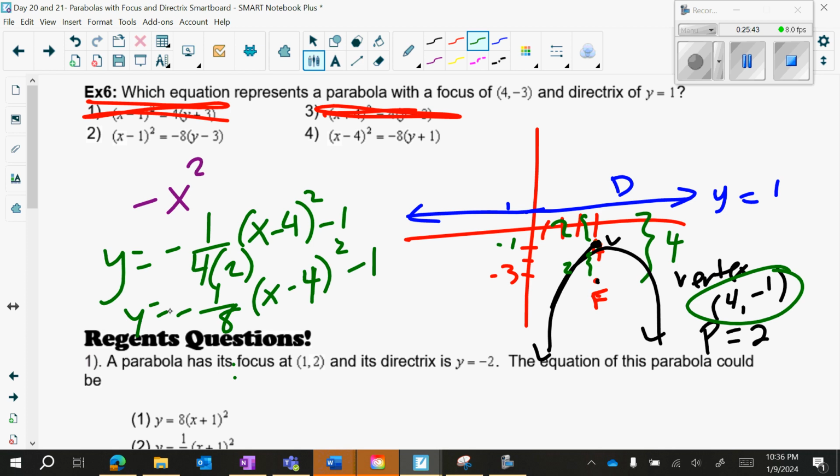So if you look at choice 2 versus 4, the answer is going to be 4 because it looks like they put the y plus 1. They put the plus 1 on the other side. See? Plus 1, plus 1. Okay?